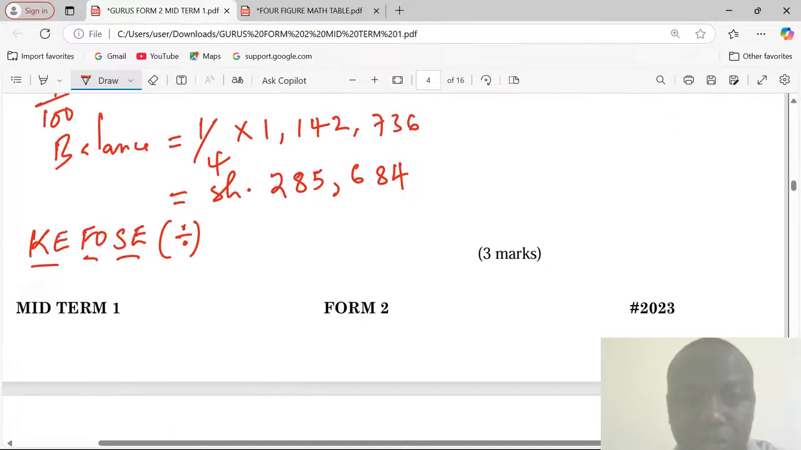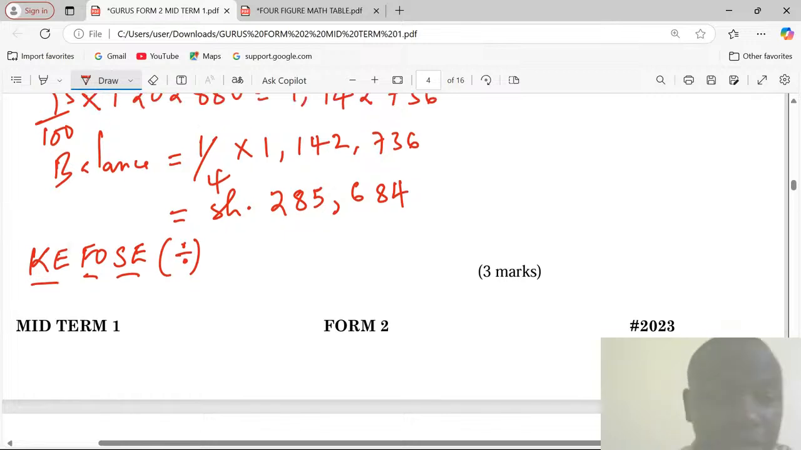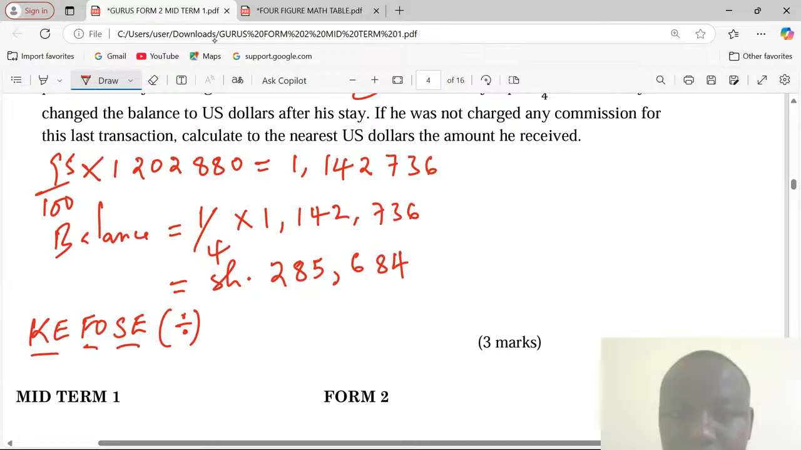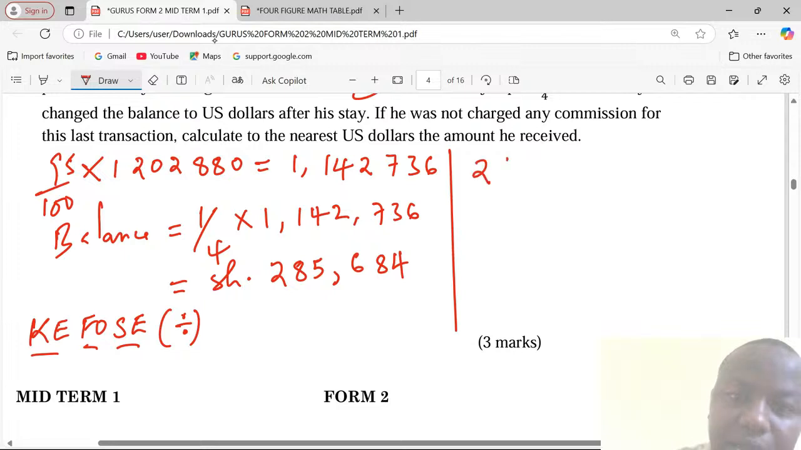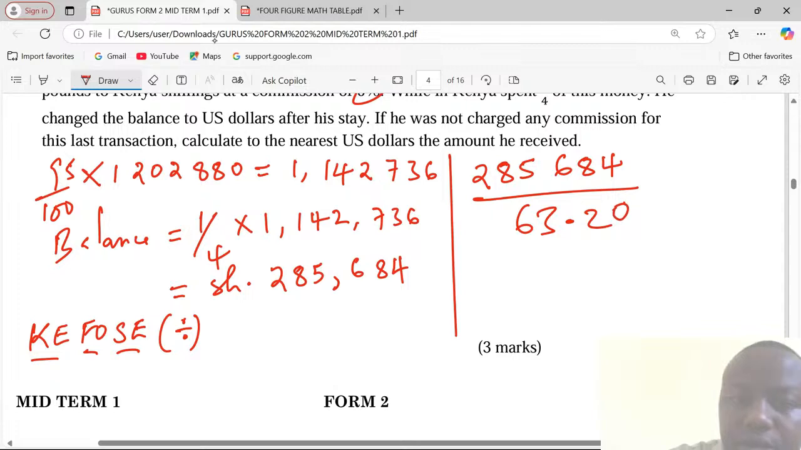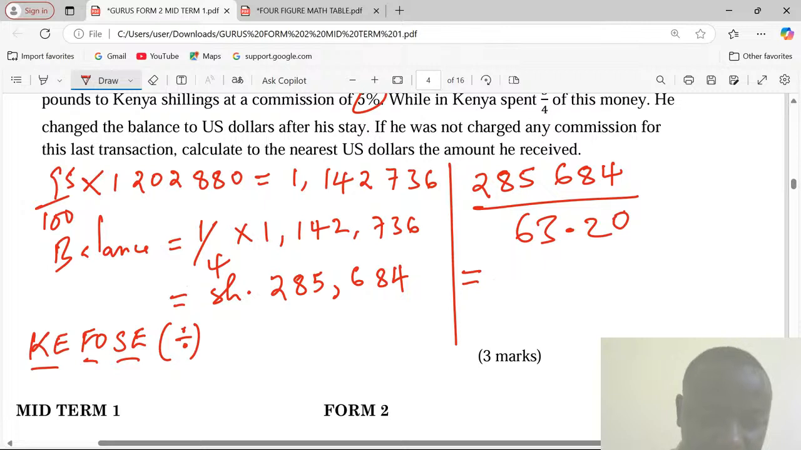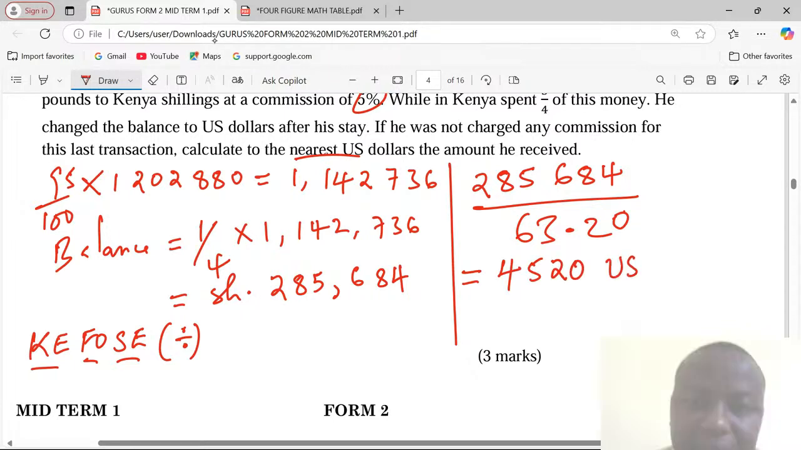So if you have 285,684 Kenya shillings, how much US dollars will you manage to buy? So we divide for you so that you may know the amount you will go home with. So 285,684 divided by 63.2. Is that so? 63.20, which is just the same. So the US dollars are going to be, let me divide this, 63.2. Now remember it is to the nearest US dollar. So I'm getting 4520 US dollars.